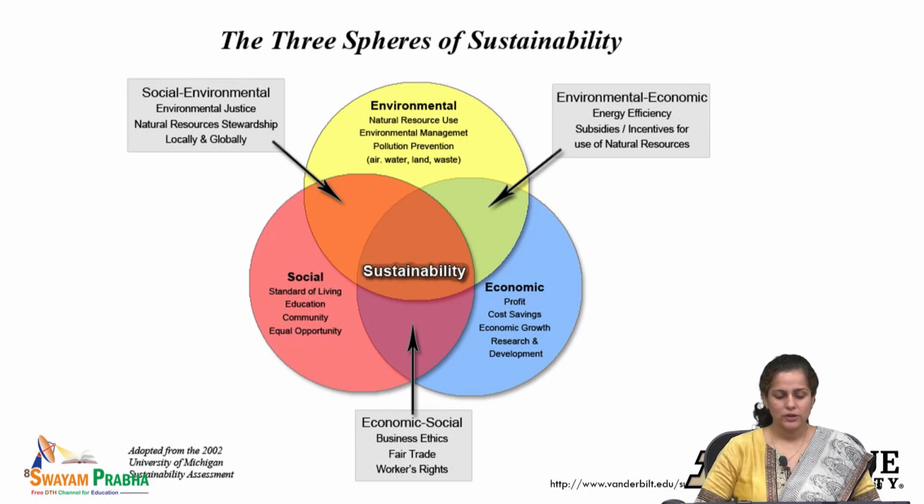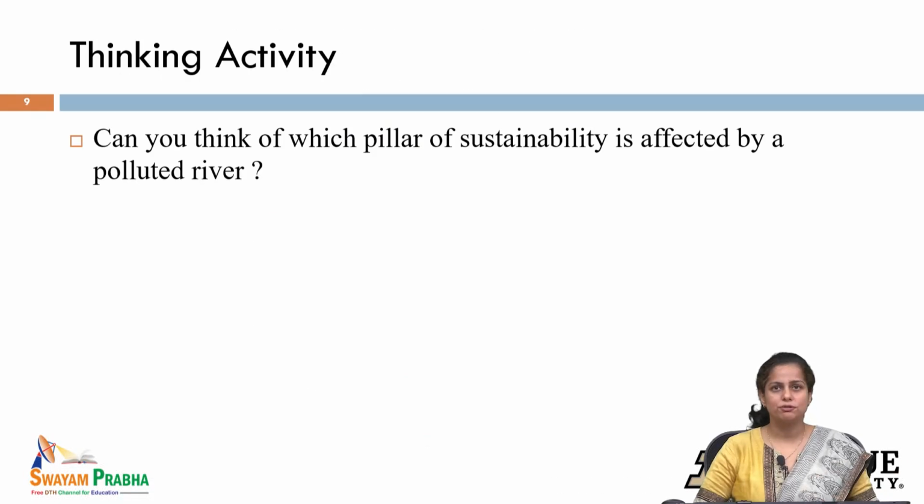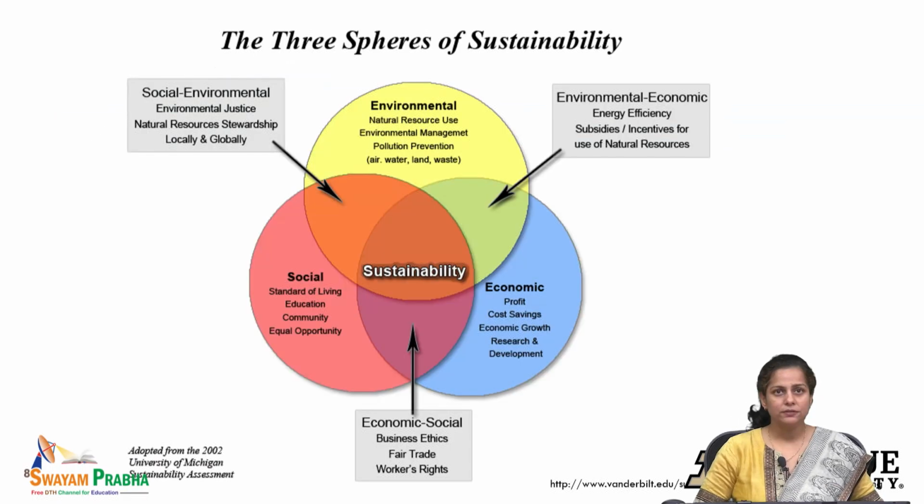With that, we will go into our first thought activity, and we all know examples of pollution in a river. I would encourage you all to take 30 seconds to think about the three pillars of sustainability and how they are affected by a polluted river. For this activity, I will leave this sphere in front of you, and I would encourage you to think about this problem and mention the challenges posed by a polluted river in environmental sustainability, economic sustainability, and social sustainability.